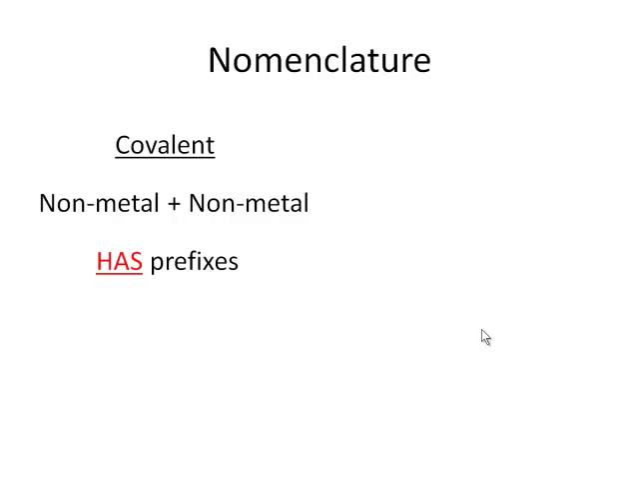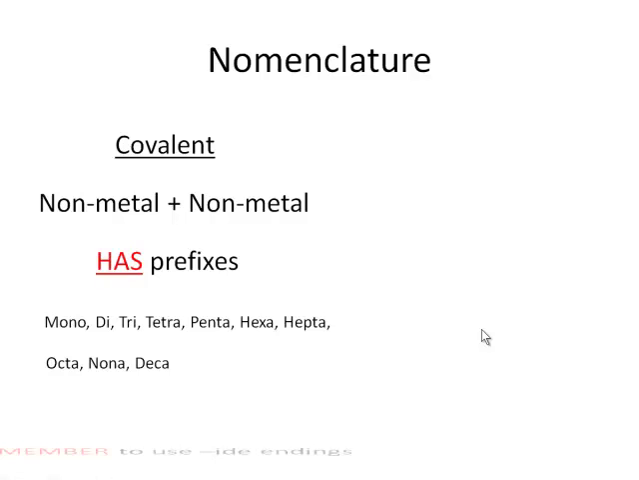When naming covalent compounds, you must use prefixes. The prefixes are as follows: mono, di, tri, tetra, penta, hexa, hepta, octa, nona, and deca. These prefixes stand for 1 through 10. And last but not least, you must always remember to use IDE endings. That means chlorine would be chloride, fluorine would be fluoride, phosphorus would be phosphide, etc.